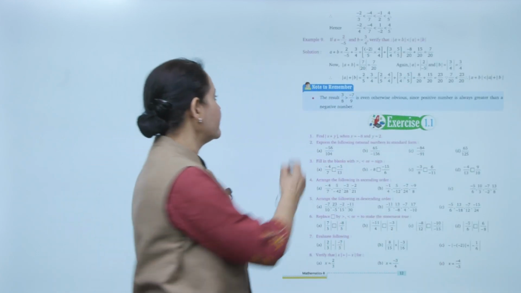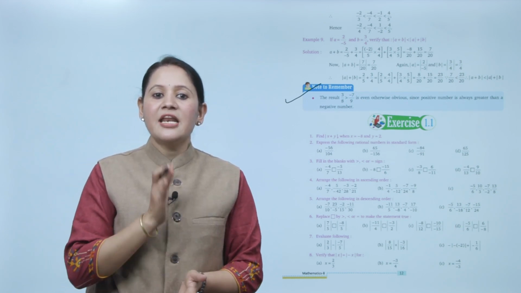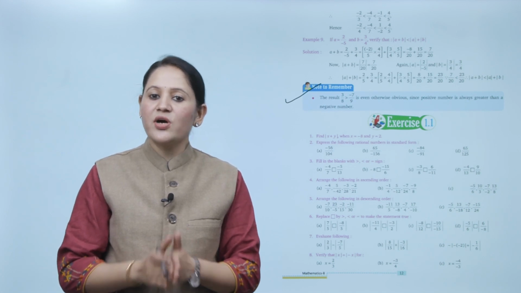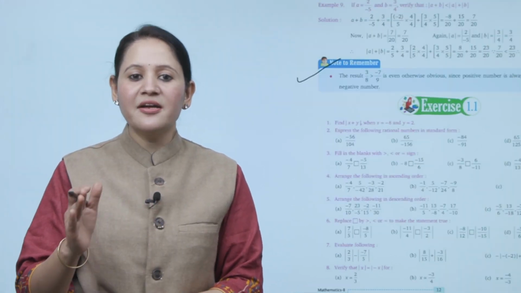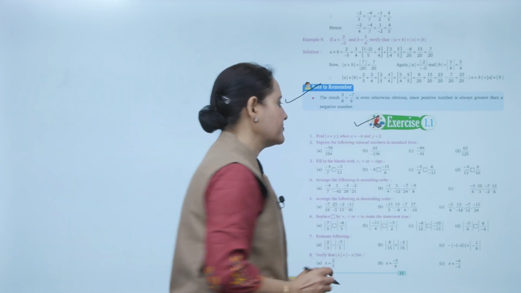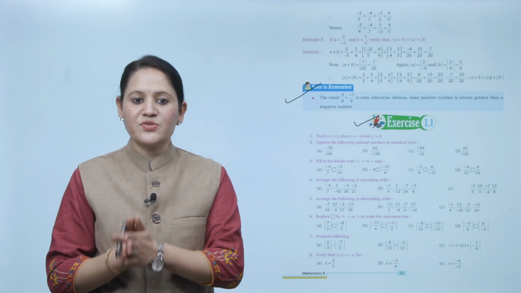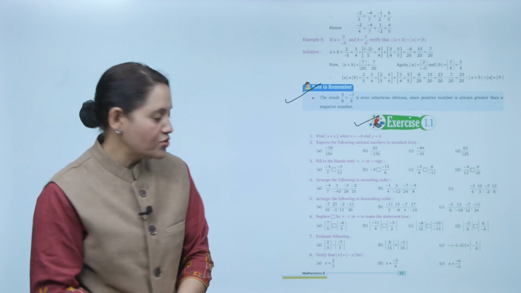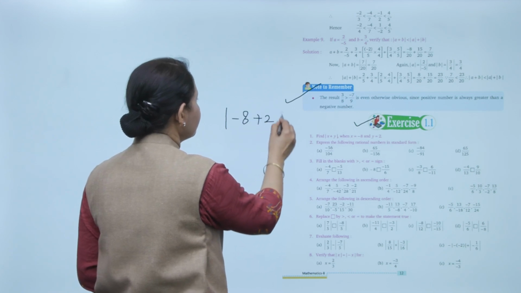Next, note to remember. The result 3 by 8 is greater than negative 7 upon 9 is even otherwise obvious, since a positive number is always greater than a negative number. Positive number हमेशा negative number से बड़े होते हैं. Next is exercise 1.1. Find the absolute value of x plus y where x equals minus 8 and y equals 2. So absolute value of minus 8 plus 2.